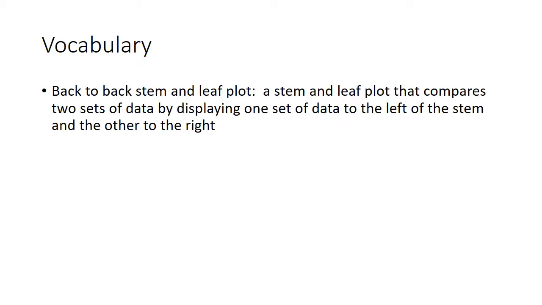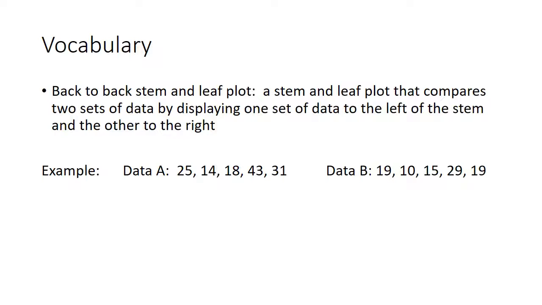There's another type of stem and leaf. It's called a back-to-back stem and leaf plot. It's easy for me to say. The back-to-back is when you're comparing two sets of data, and that's when you'll use this. So if we had data A and data B, what we're going to do is put our tens value in a center column, and we're going to put data A over here, and we're going to put data B on this side.